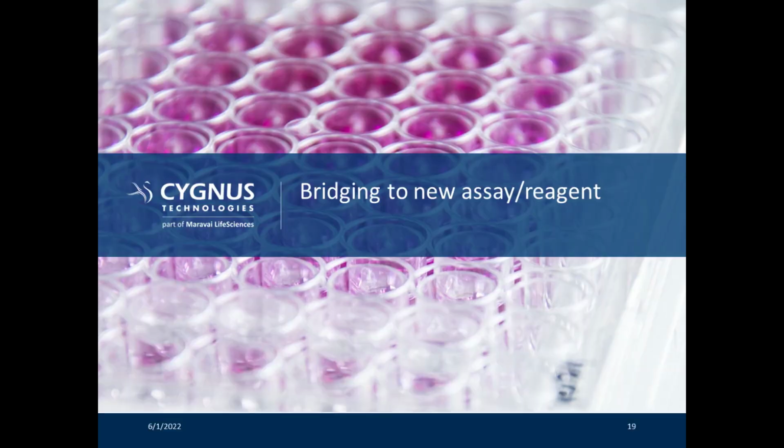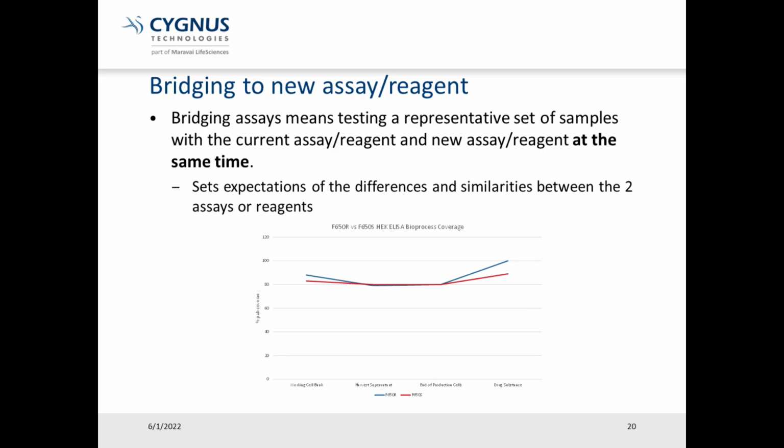So now let's look at how we perform bridging between the F550 and the F550-1 CHO kits. Bridging is performed by testing representative samples from the purification process in both assays at the same time. Notice that I've highlighted at the same time, as it can be very challenging to compare samples that have been run months or even years apart, especially if they were not stored properly. Bridging will set the expectations of differences and similarities between the two host cell protein ELISAs.